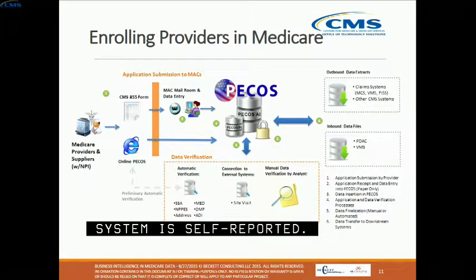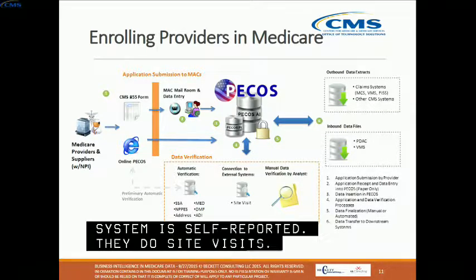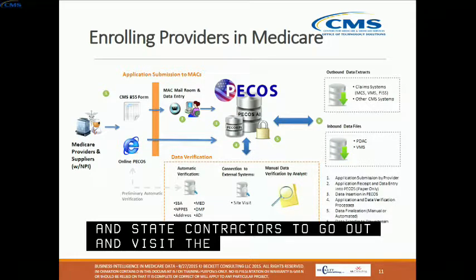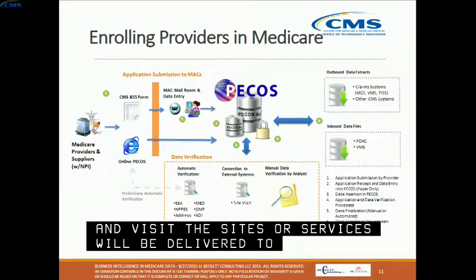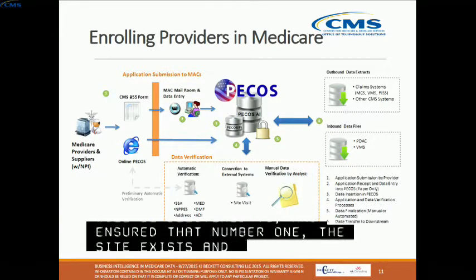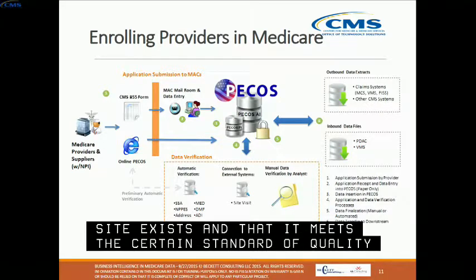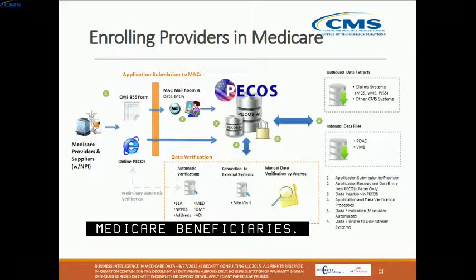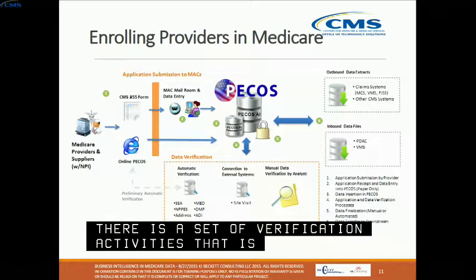For example, they do site visits. You'll see at the bottom here, they work with regional offices and state contractors to go out and visit the sites where services will be delivered to ensure, number one, that the site exists, and number two, that it meets a certain standard of quality for delivering services to Medicare beneficiaries. So there is a set of verification activities done in PACOS at a much deeper level than the self-reported data in the NPES system.